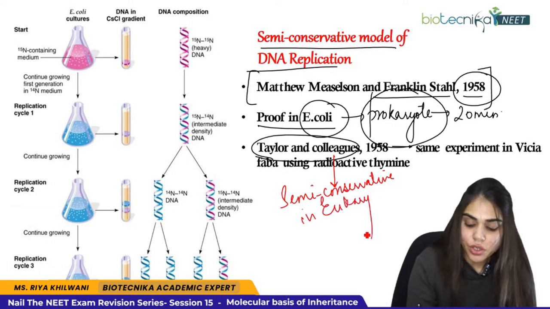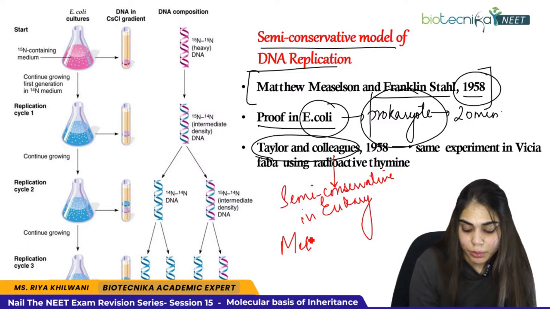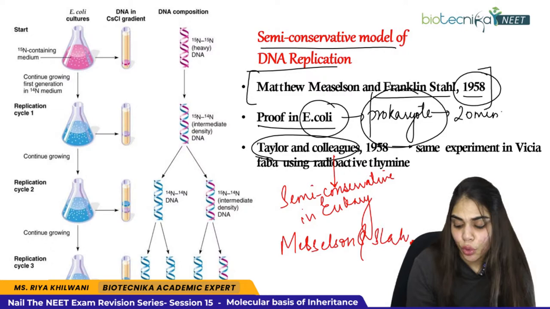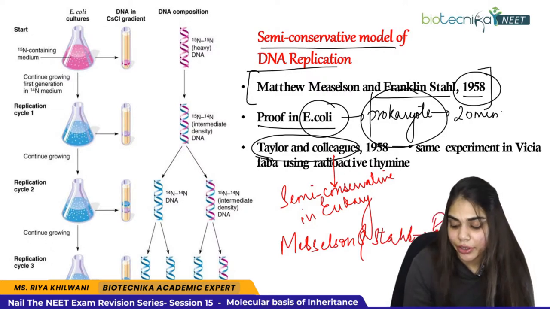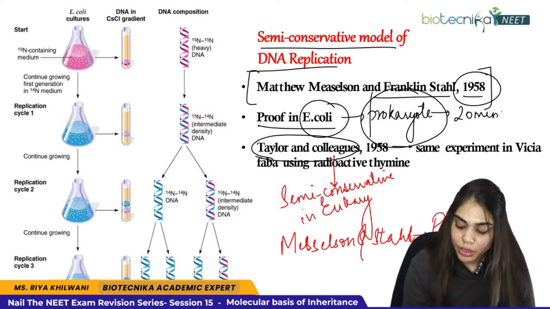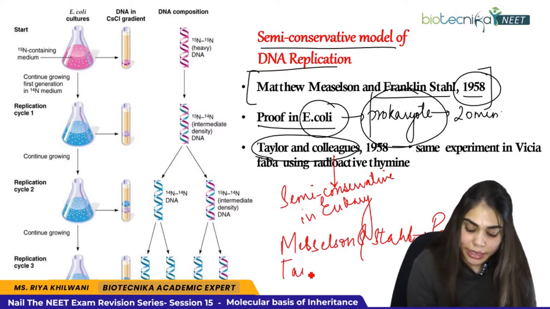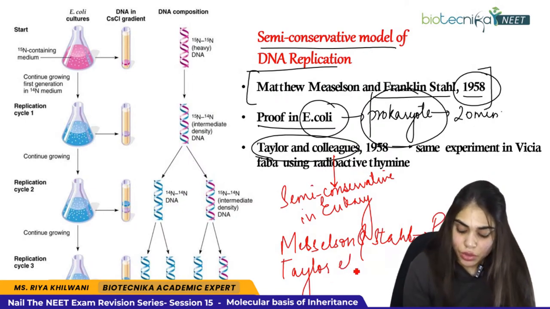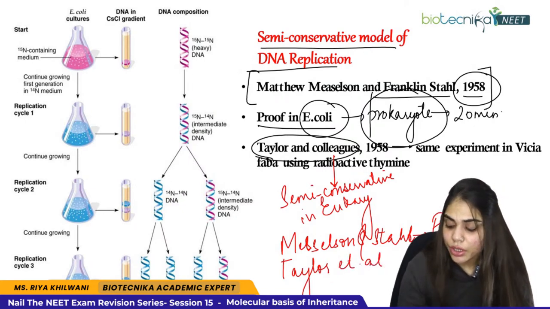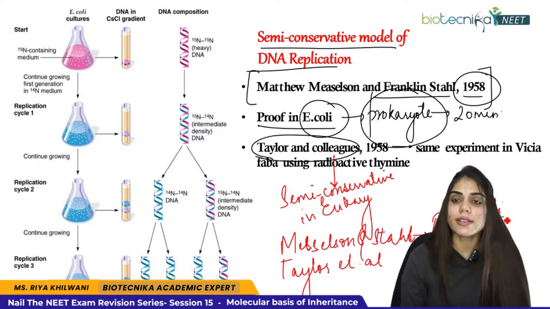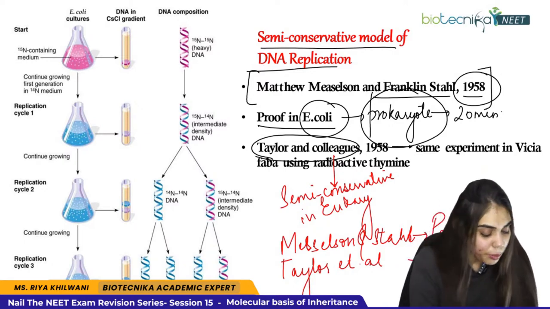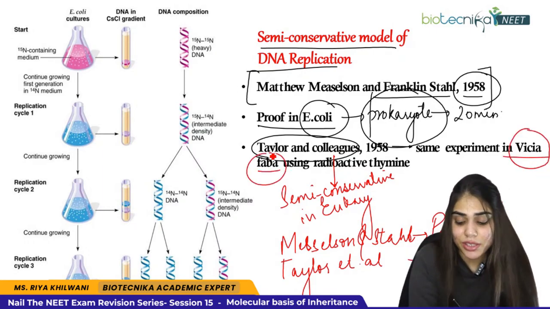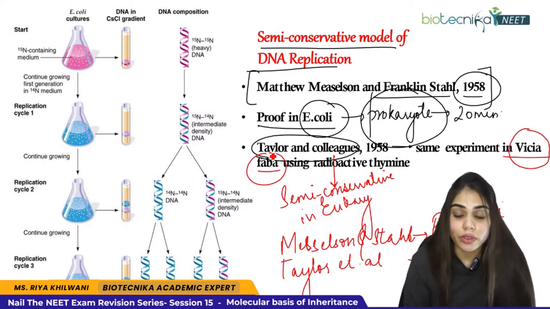Meselson and Stahl are known for proving DNA replication in prokaryotes, but in eukaryotes, it was proven by Taylor et al., or you can say Taylor and his colleagues. Meselson and Stahl used E. coli as the source, but Taylor et al. used Vicia faba. This time, they used radioactive thymidine.